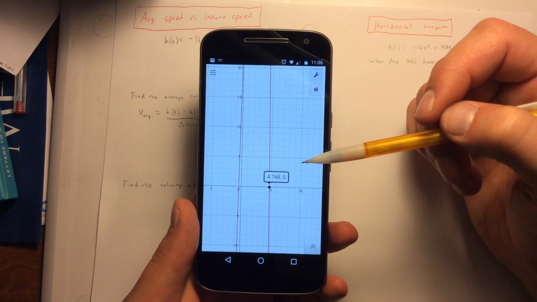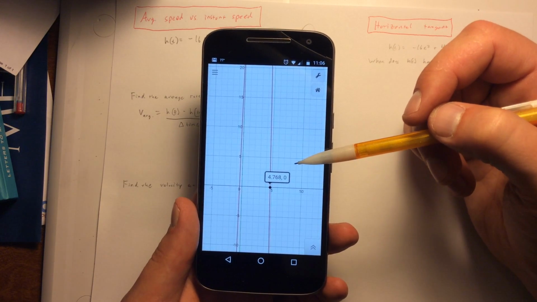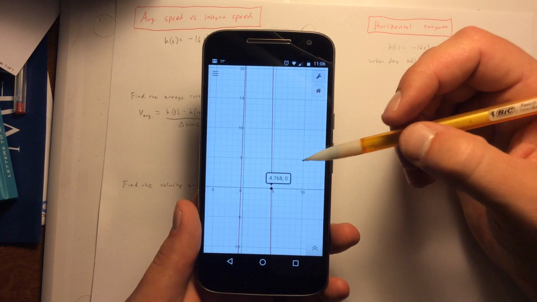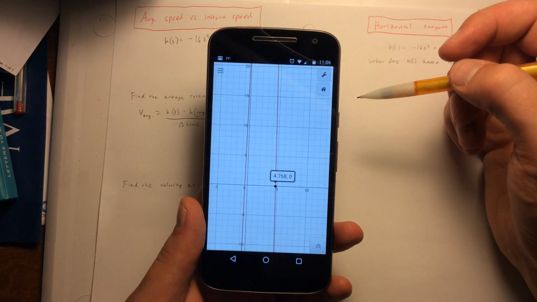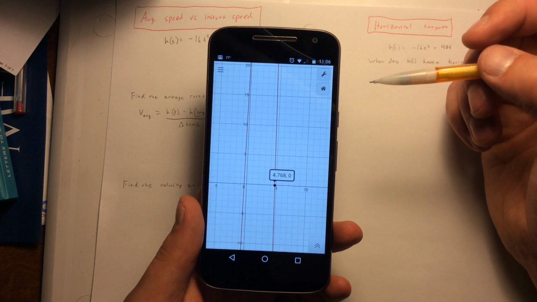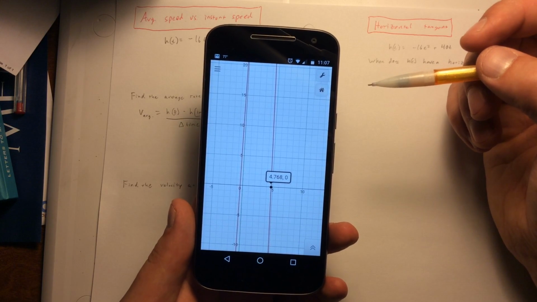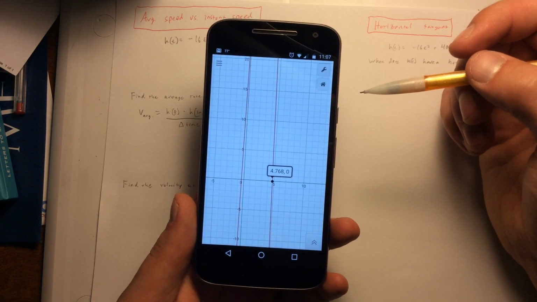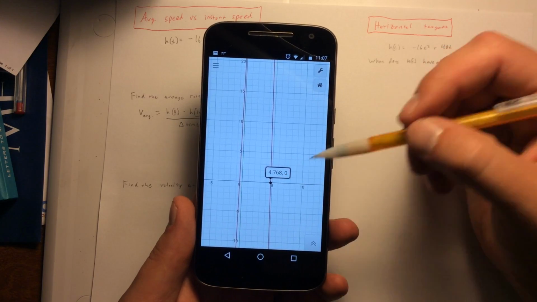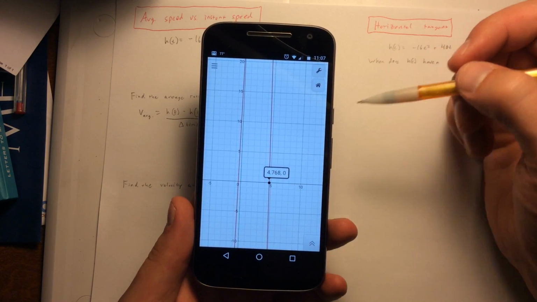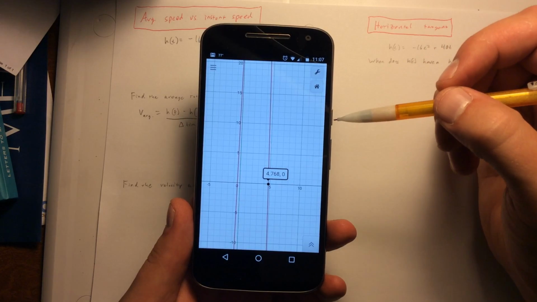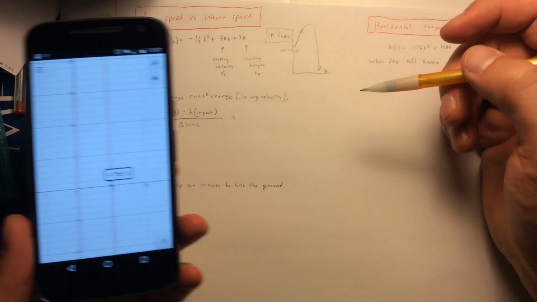You need to know how to do that. If you don't, you're gonna die. Use your lightsaber. But I just did that. I did it on Desmos because I don't have my graphing calculator here. I know. I'm a horrible, horrible math teacher. Please forgive me. Anyway, so the time it takes him to impact is going to be 4.768 seconds.